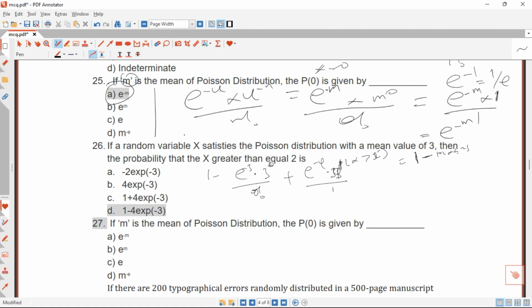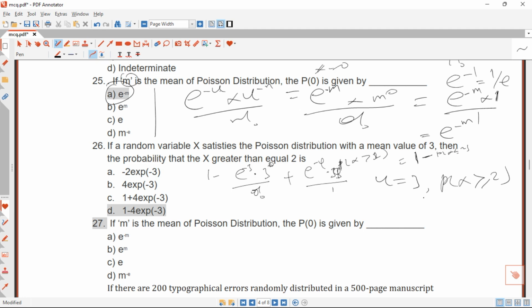And then we are at question 26. We have been asked that if a random variable x satisfies the Poisson distribution with a mean mu given as 3, then find the probability that our x is greater than or equal to 2.